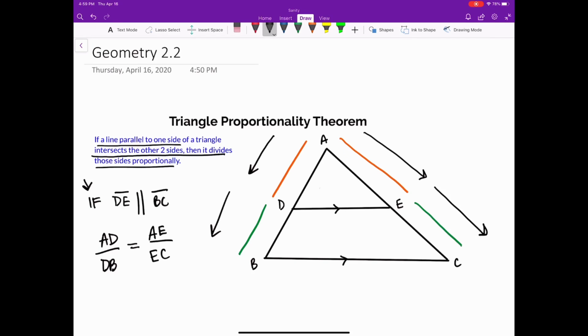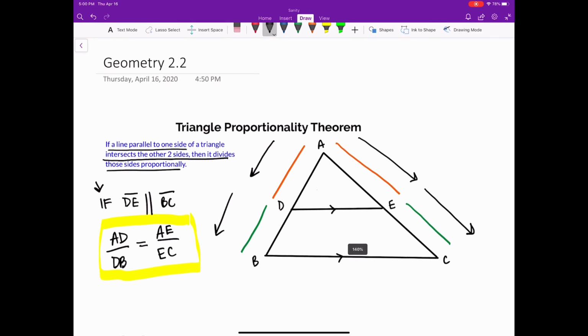All right, so if you have a parallel line cutting your triangle, kind of sliced right down the middle, then it's going to divide those sides proportionally. I would highly suggest that you have maybe a sketch of this figure and also write down that ratio as well, because that might help you. All right. Let's take a look at an example real quick.